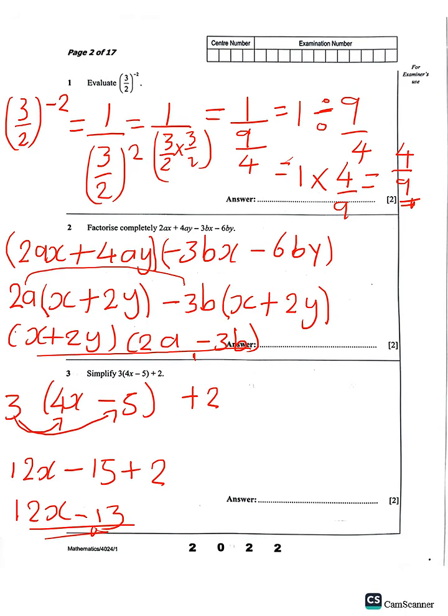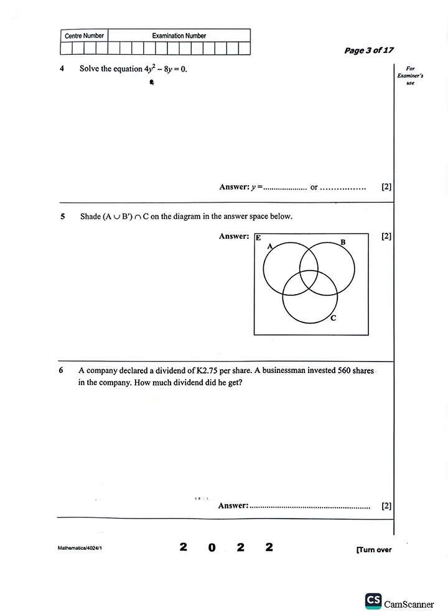Now let's move on to question 4. Question 4, solve the equation 4y squared minus 8y. Okay, so this is a quadratic equation since the greatest power is 2. So what are we going to do? We are going to factorize. The first common factor here is 4, and y is common. Then if we divide 4y into 4y squared, it's just y, minus 4y into 8y is just 2, equal to 0.